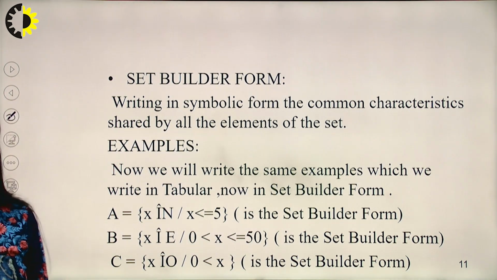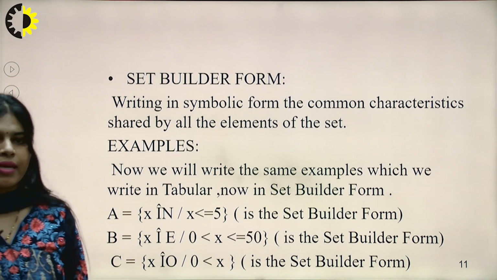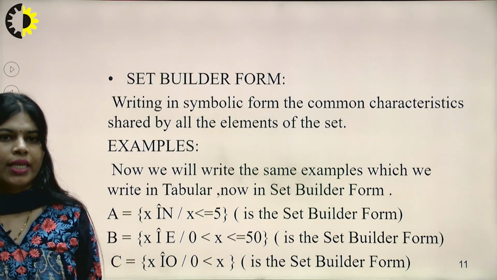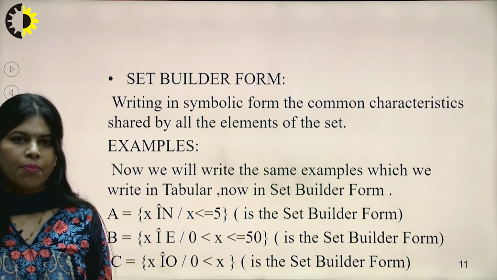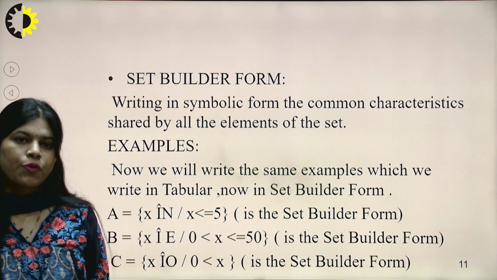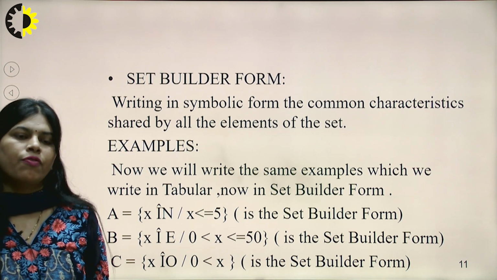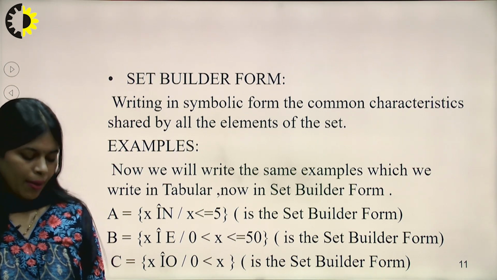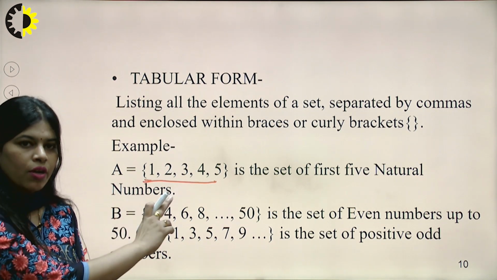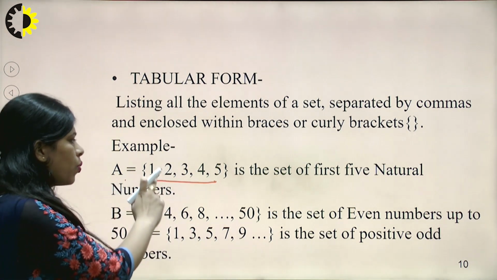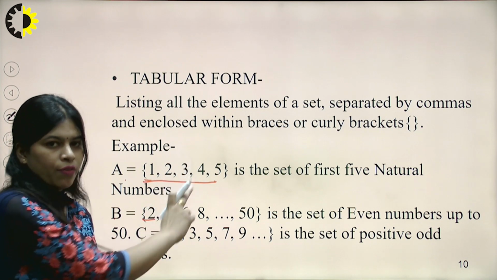Now second is set builder. What do you mean by set builder? Apart from the tabular, set builder is just a representation of a set in a symbolic form. We have to represent a set in the form of properties. If I am taking example number first, which we took in tabular form, like A equal to 1, 2, 3, 4, 5.